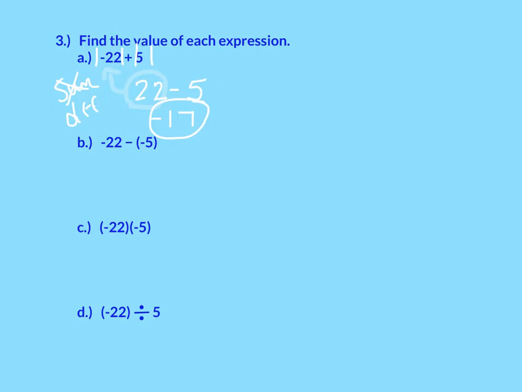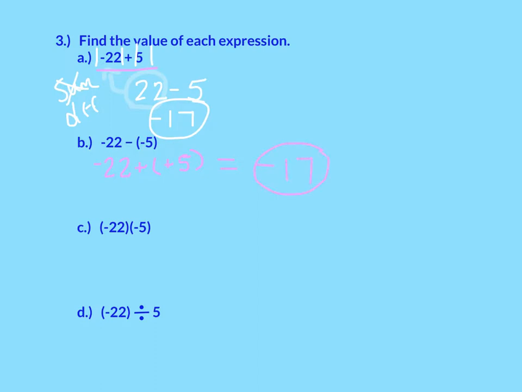The next one, I've got a subtraction problem. I get to cha-cha-cha. Stay, change, change, cha-cha-cha. Oh, that's so fun always. Oh, wait a minute, look at this. Now it's negative 22 plus positive 5. That's exactly what this is. Well, I already know the answer to that is still negative 17.